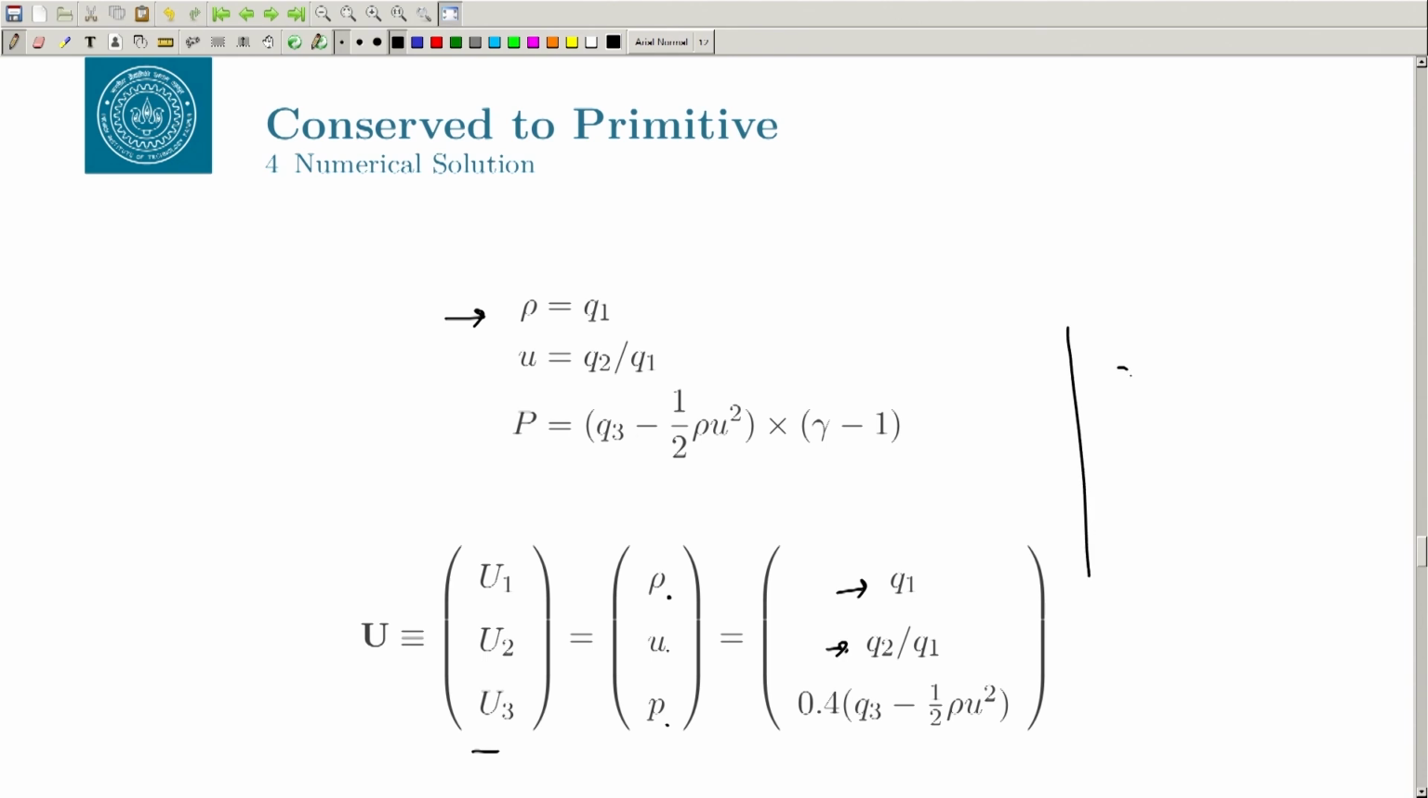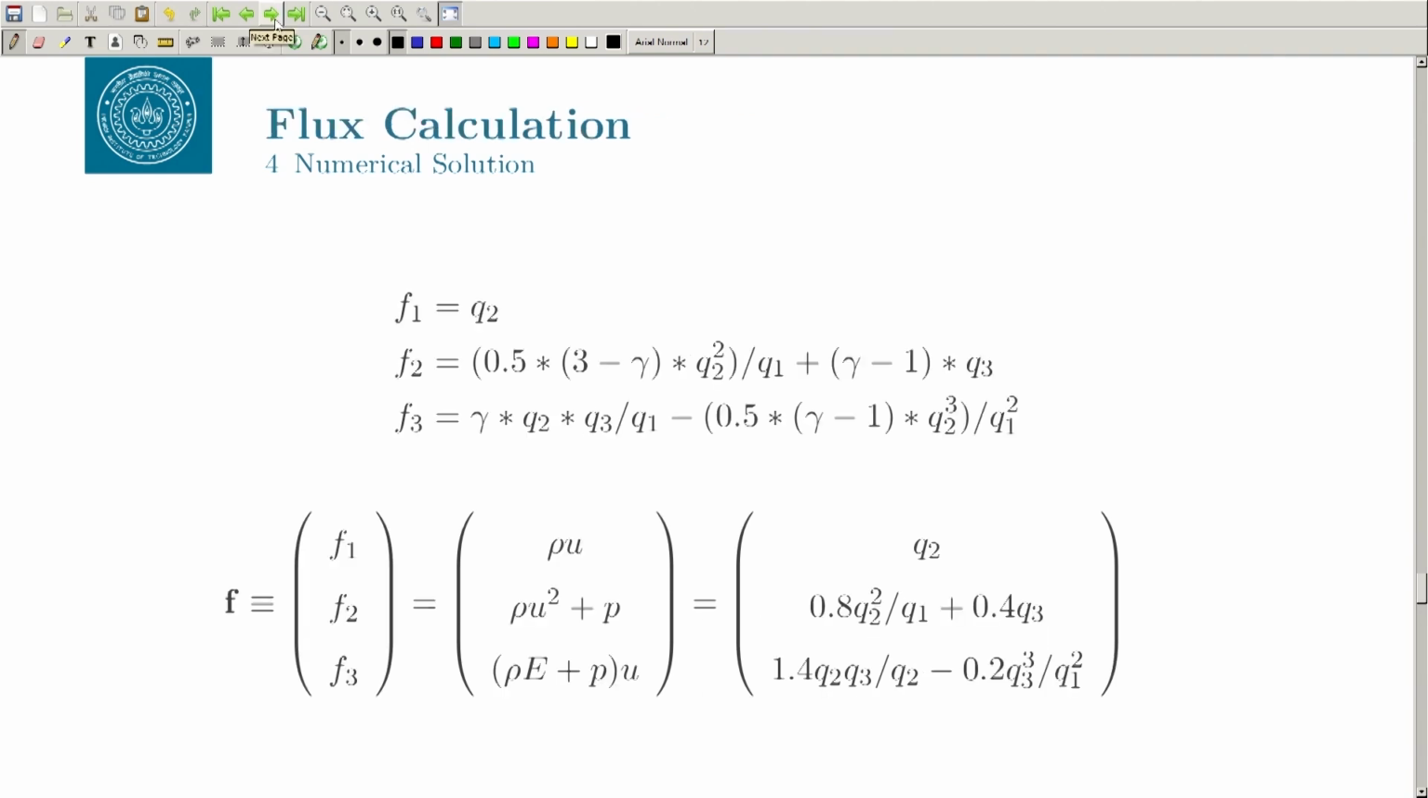Remember our equation that we will be solving is del q by del t plus del f by del x equal to 0. So you will always be updating q, and if you want your primitive variables you can get them from q, that is rho, u and p. And then finally, the flux. Flux you can calculate directly from your primitive variables.